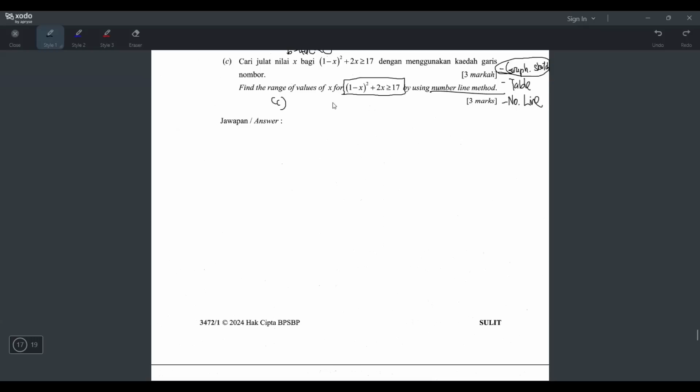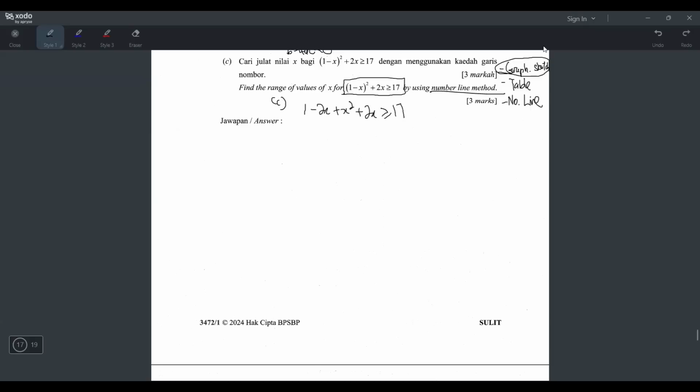Okay, first let's look at the question. 1 minus x squared, this one can expand, right? 1 squared is 1. 1 times negative x times 2, so negative 2x. And then negative x squared is positive x squared. This is the correct way to expand. And then plus 2x bigger or equal to 17.